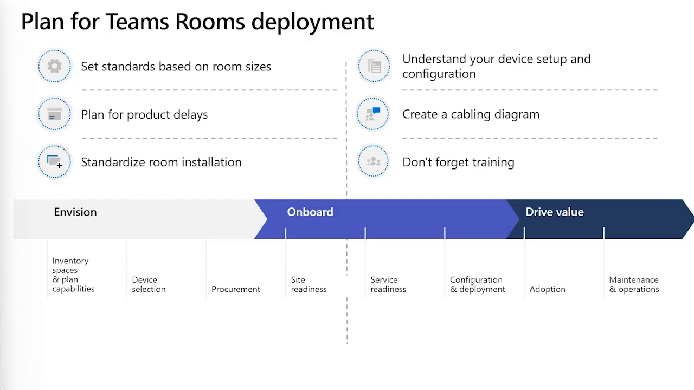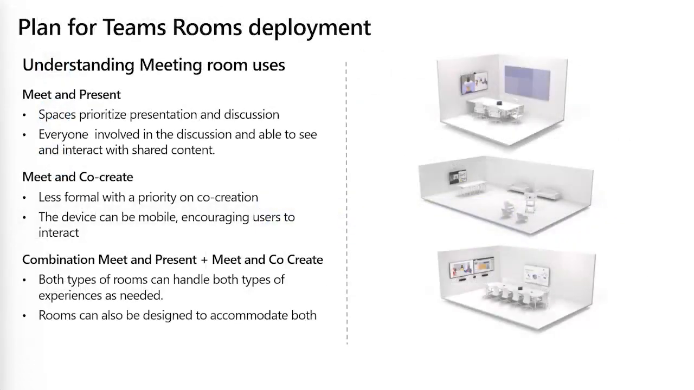You can see three main phases on the slide here: the envision phase, the onboard phase, and the drive value phase. A few of the meeting room types: maybe it's a meet and present room. A lot of organizations are demanding flexible environments now where wheels are underneath tables and chairs, so you can easily move the room around. And for the meet and present room types, presentations and discussions are featured, and everyone can see and interact with shared content.